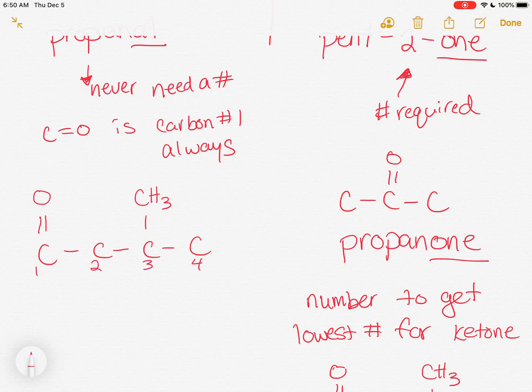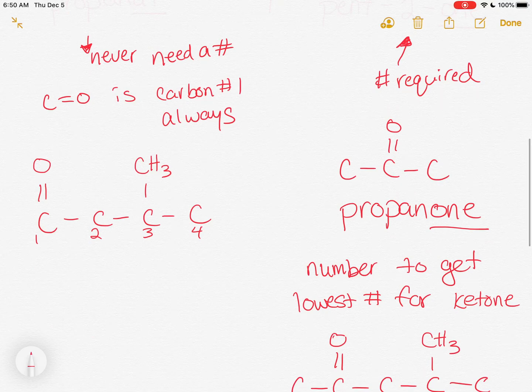So when we number our aldehydes, we're going to number from the side that has the aldehyde, that has the double bonded oxygen. Okay, so this is going to be 3-methylbutanal. It's going to end in al because it's an aldehyde. That double bonded oxygen is at the end of the chain.